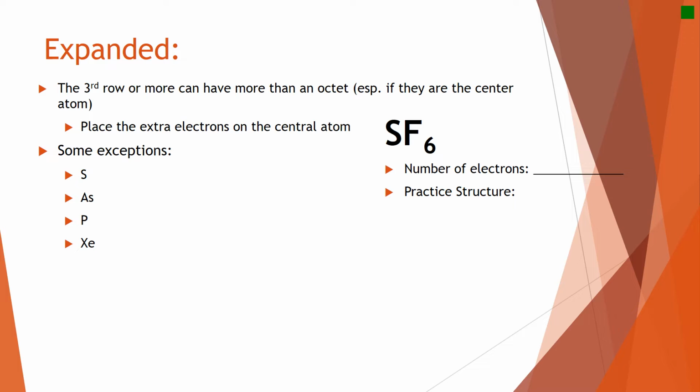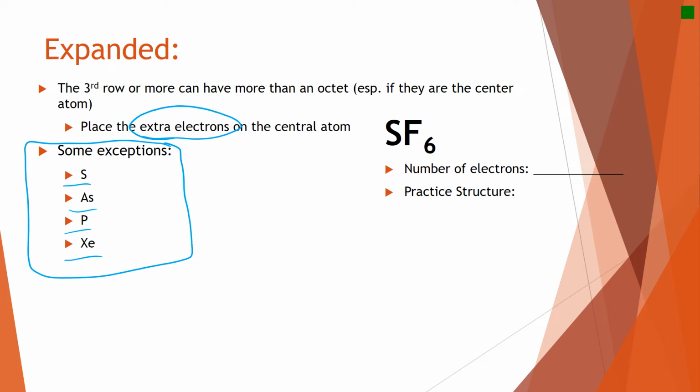Along with reduced octets, there are also expanded ones. The ones that we're going to talk about are always in the 3rd row or later, and because of that d level and the f, they can actually hold more than 8. The 4 that we are going to focus on are sulfur, arsenic, phosphorus, and xenon. These can hold more than their 8 electrons, so they will have greater than an octet. A lot of times you'll end up placing those extra electrons on the central atom, or sometimes they will bond more than 4 times.